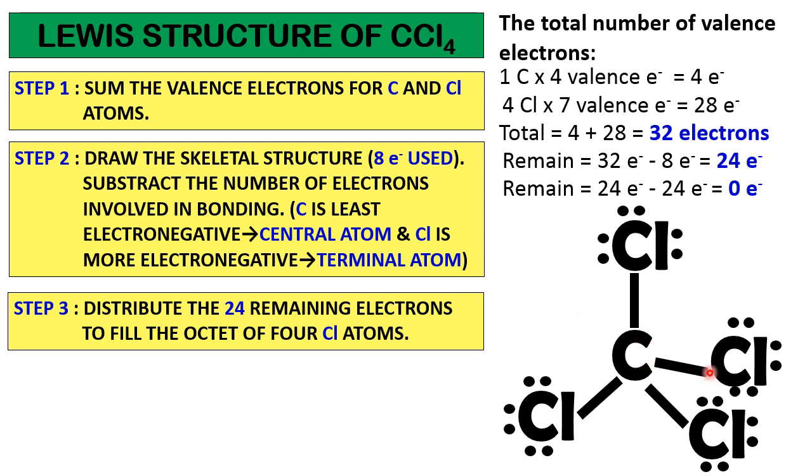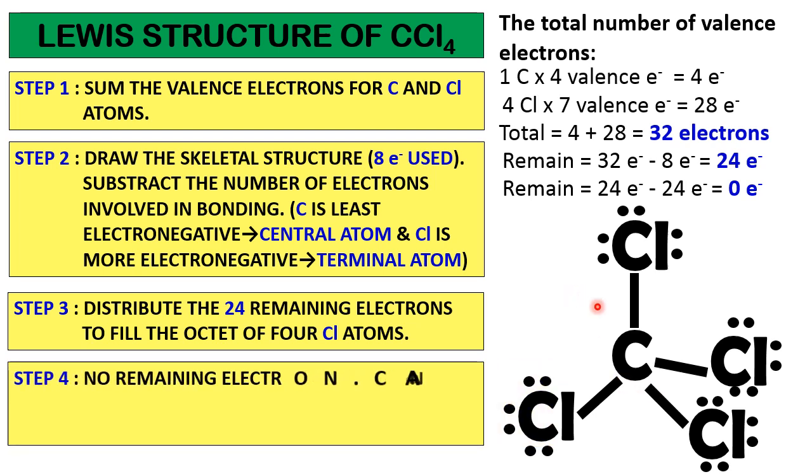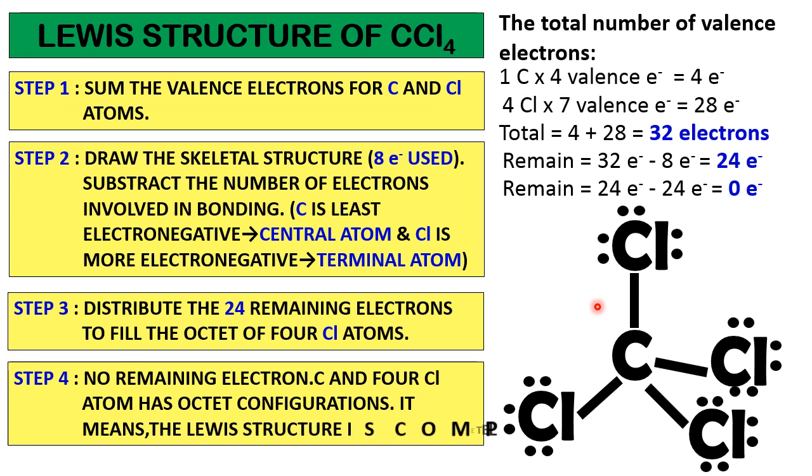And how about my carbon? Carbon has 4 single bonds, and 1 single bond is made of 2 electrons. So my carbon has 8 shared electrons with the chlorine atoms. My carbon has also achieved a stable octet configuration, with 8 surrounding electrons around it. When all the atoms, such as carbon and chlorine, have achieved the octet configuration, our Lewis structure is complete.